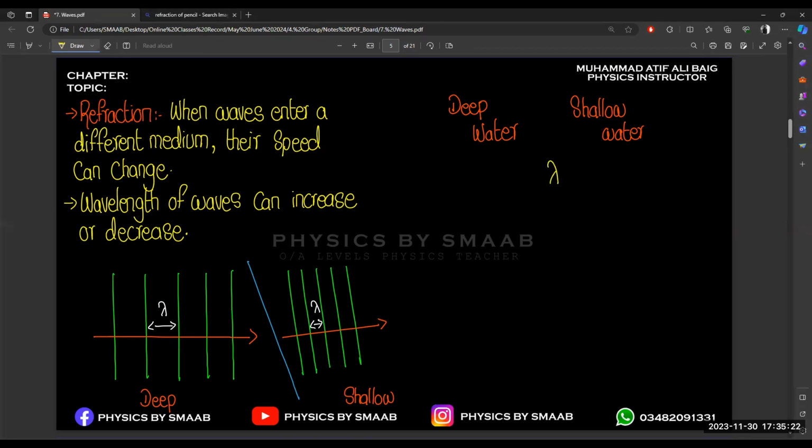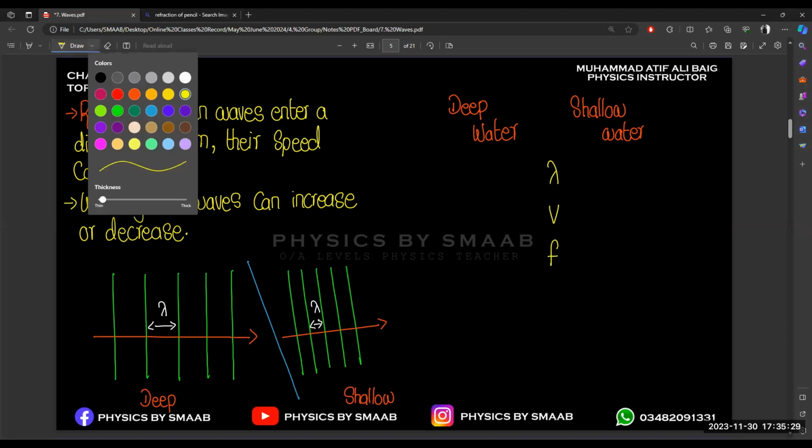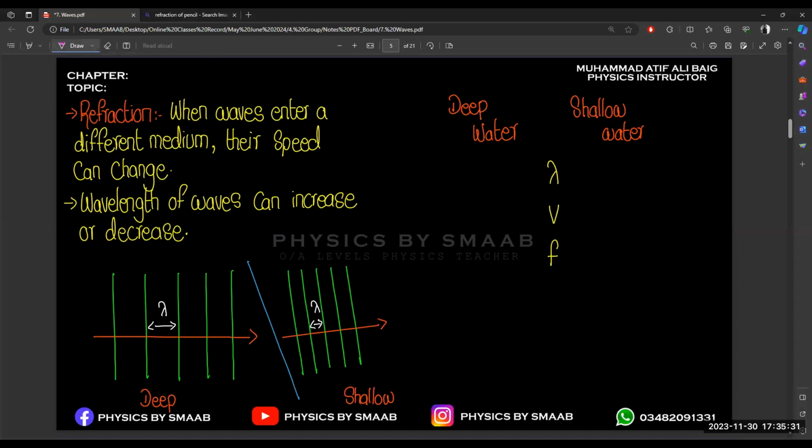So if we talk about the wavelength, speed and frequency, we need to compare these three properties between these two concepts. So in deep water, your wavelength is greater as compared to the shallow water. And we have short wavelength in shallow water and a large wavelength in deep water.